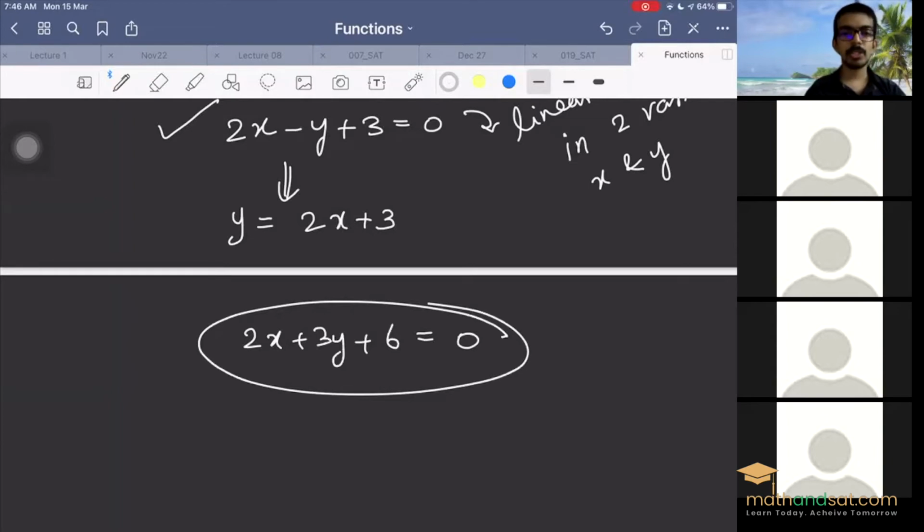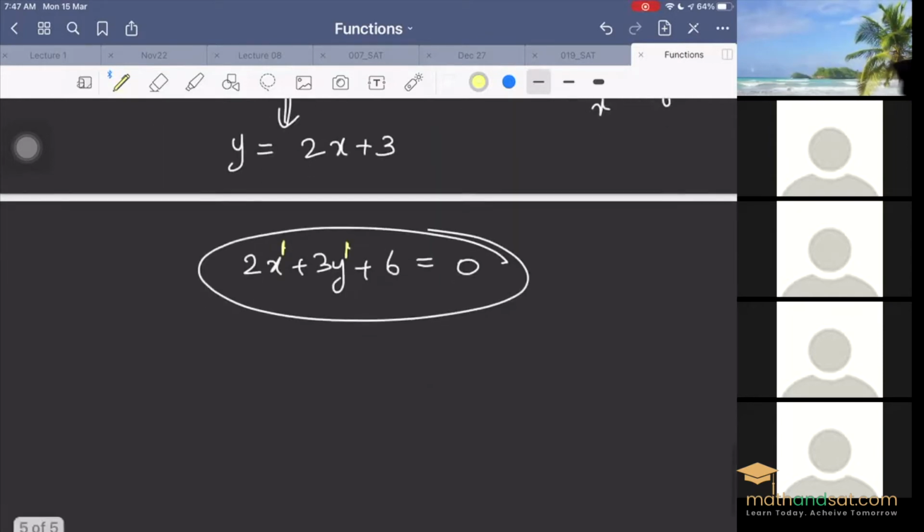Yes. Why? Because this is a linear equation in both x and y. Why do we call it a linear equation? You look at the power of x, it is 1. Look at the power of y, it is 1. The maximum power of x and y is 1. Okay, this is a linear equation in x and y. A linear equation in x and y can be converted to an input-output relationship.